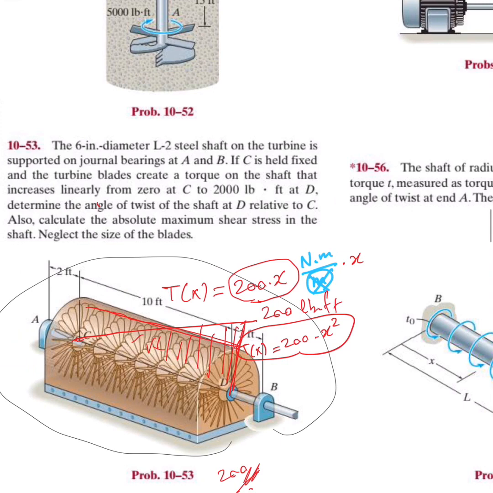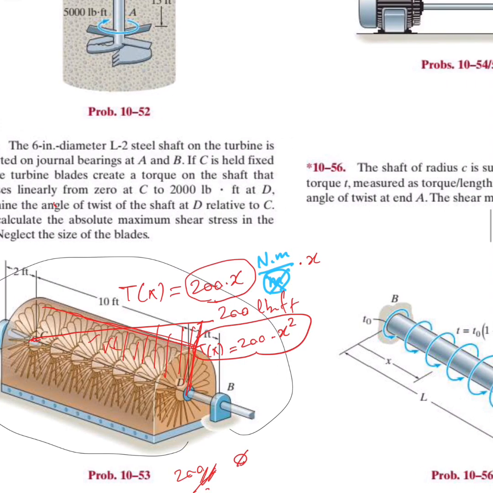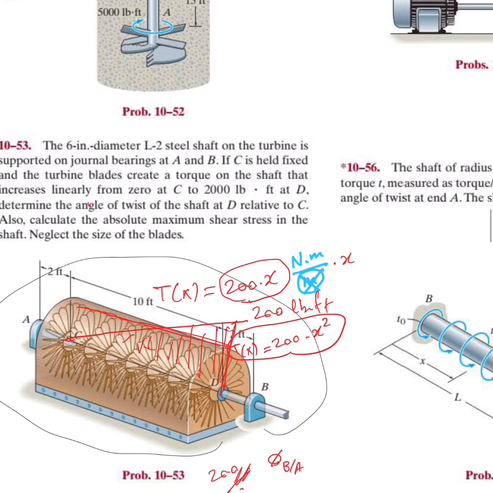Now when you plug in the formula, what do you get? You get the angle of rotation of B with respect to A is equal to the integral from A all the way to B, T of x dx over G J of x. Now you can say this integral is equal to the integral from A to C. From there to there, T is constant. You have to find this T_AC. You can easily find it with the equilibrium equation, times L_AC, which is 2 feet, divided by GJ, which is constant for the entire thing. So you can simply take this out.